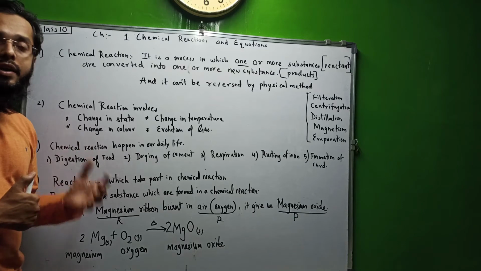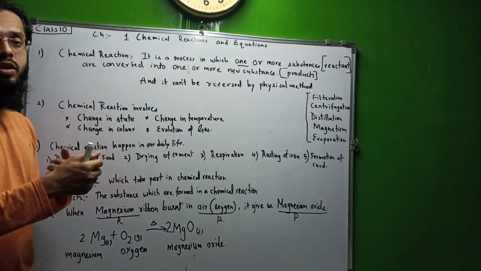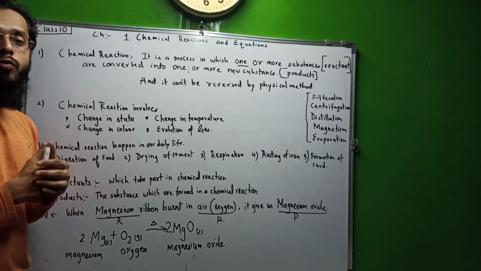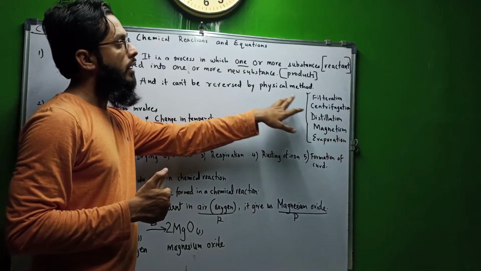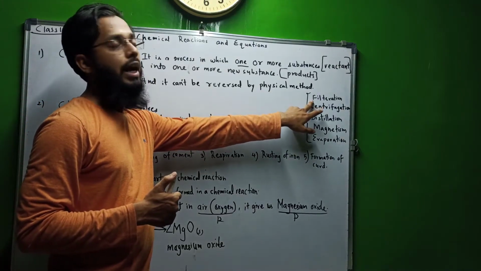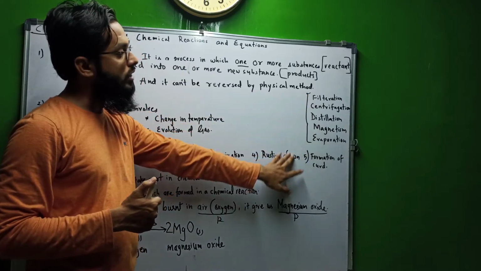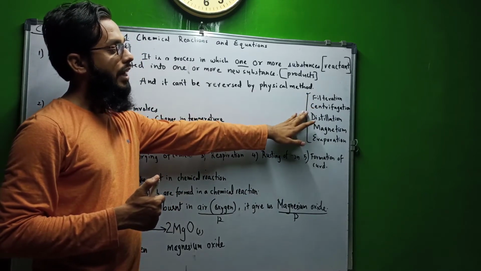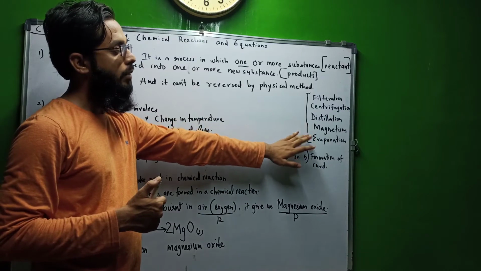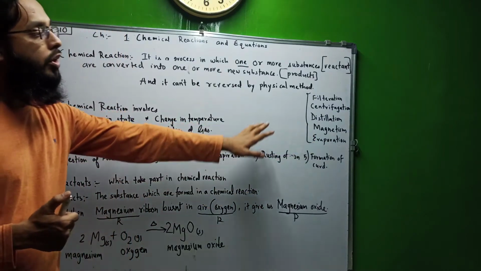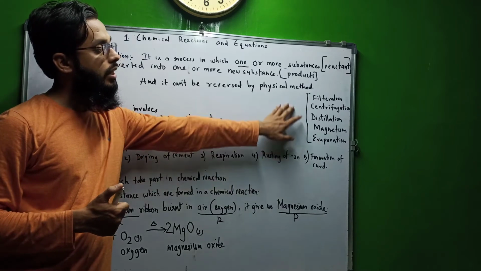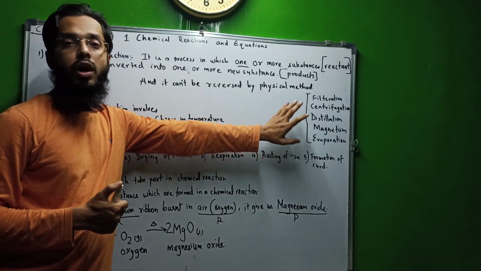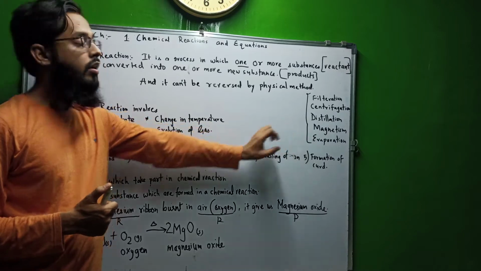method. Chemical reactions are not reversed from A to B and again from B to A by a physical method, which means you can't get back the reactants by physical processes like filtration, centrifugation, distillation, magnetism, evaporation. You might have studied these methods in 9th standard or lower. These are physical methods, and from these methods you can't get the reactants again.